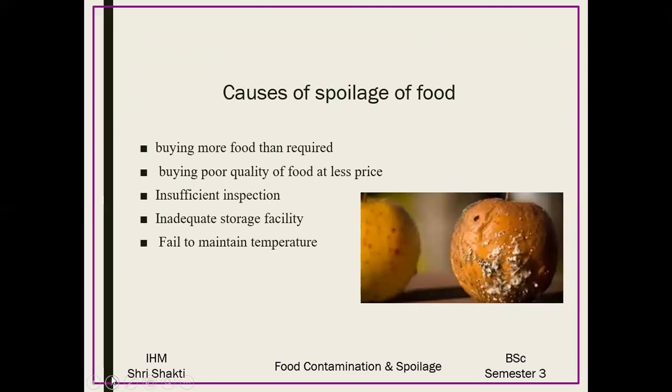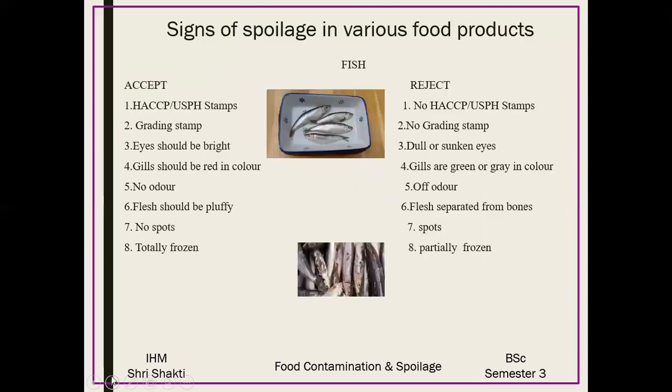Now, causes of spoilage: buying more than the required quantity, buying poor quality food at less price, insufficient inspection, inadequate storage facility, failing to maintain temperature. Now, signs of spoilage in various food products. So let's start with fish. So you can see here the accept and reject points.